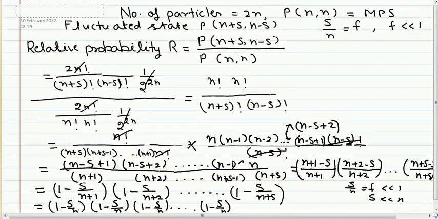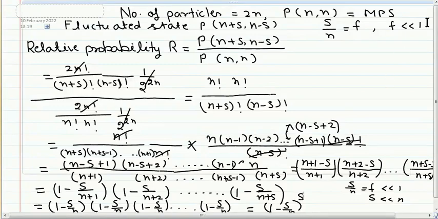So what are total terms? How many total terms will there be? These total terms we can count like this: 1, 2 up to s. It means the total number of terms are s. So it will be 1 minus s by n to the power s. 1 minus s by n to the power s. So this is our relative probability. Now we will go to the next page.